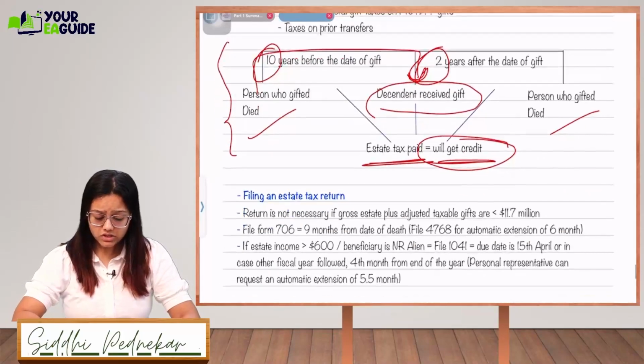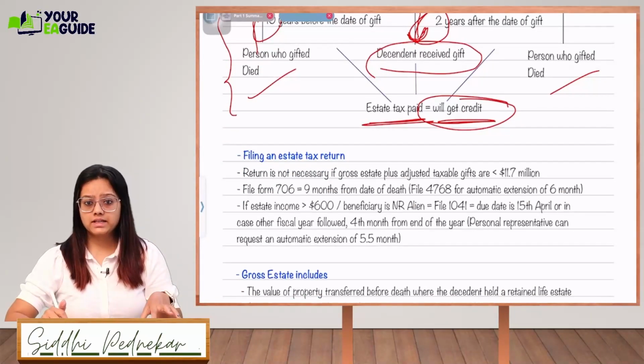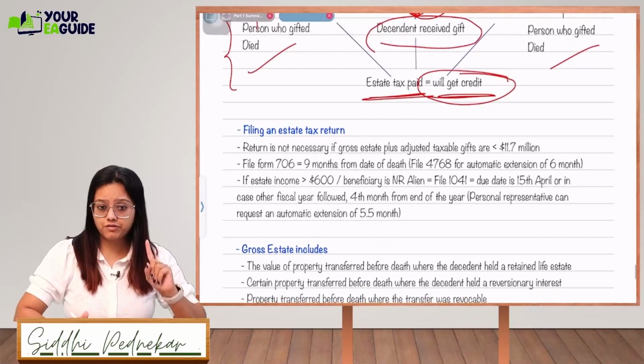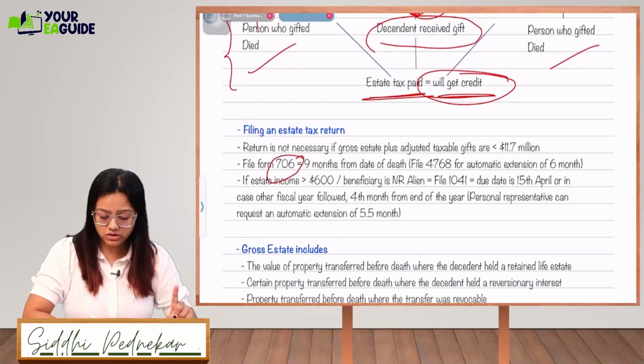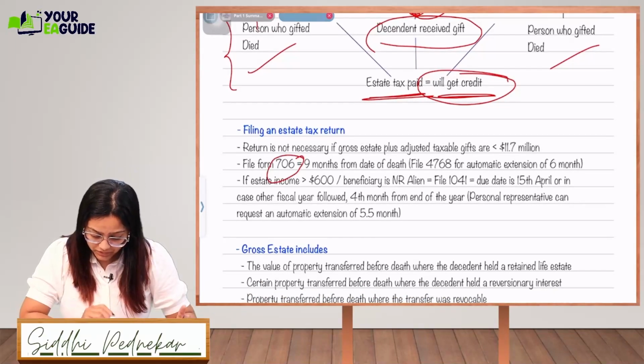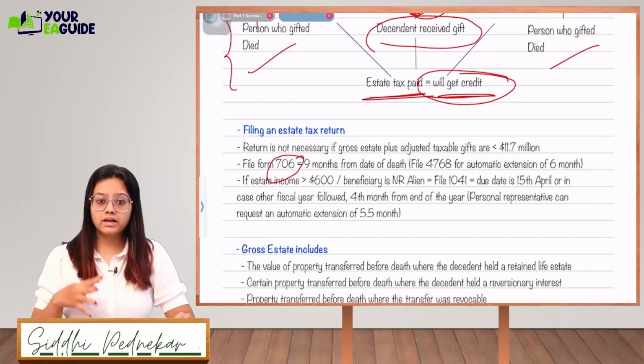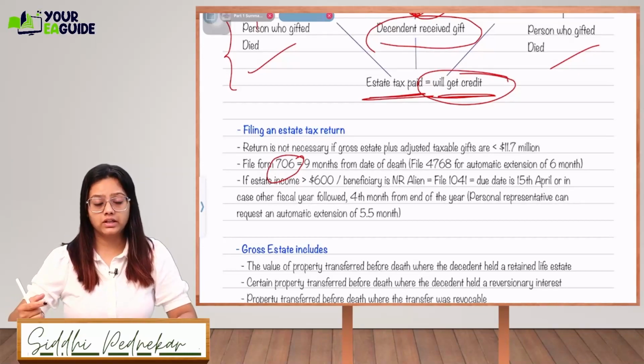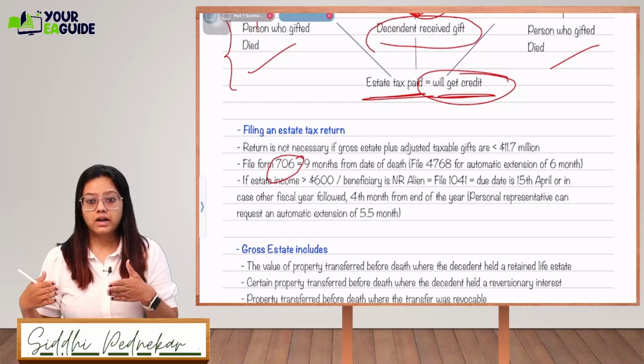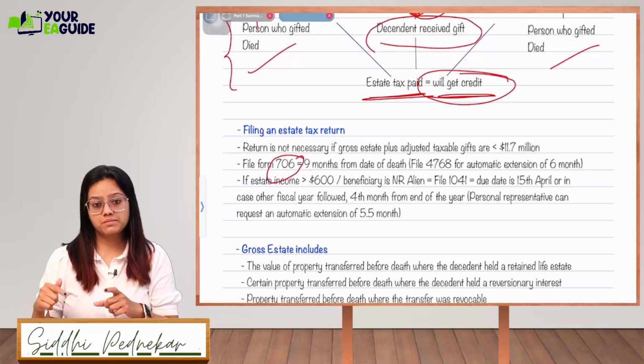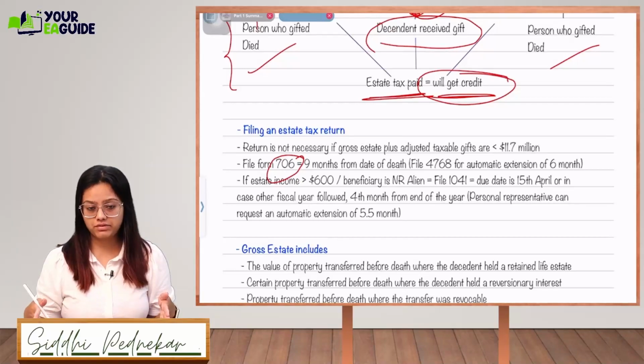Okay, so next one is filing an estate tax return. Simple it is. The first time when you're going to file a 706, then you have 9 months from the date of death. After 9 months, you can get an automatic extension of 6 months. So you have 15 months to file the 706, the first time estate tax return.